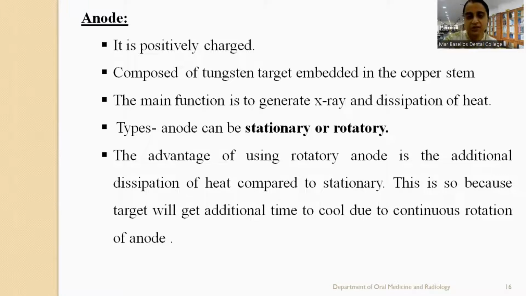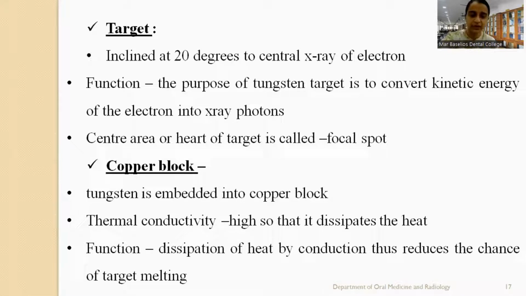Now, the main advantage of using a rotatory anode is that there is better dissipation of heat when compared to a stationary anode, because the target will get additional time to cool because of the continuous rotation of the anode. Now, this target is always inclined at a 20-degree angulation to the central X-ray. Why? To decrease the amount of heat production and to increase the sharpness of the image.